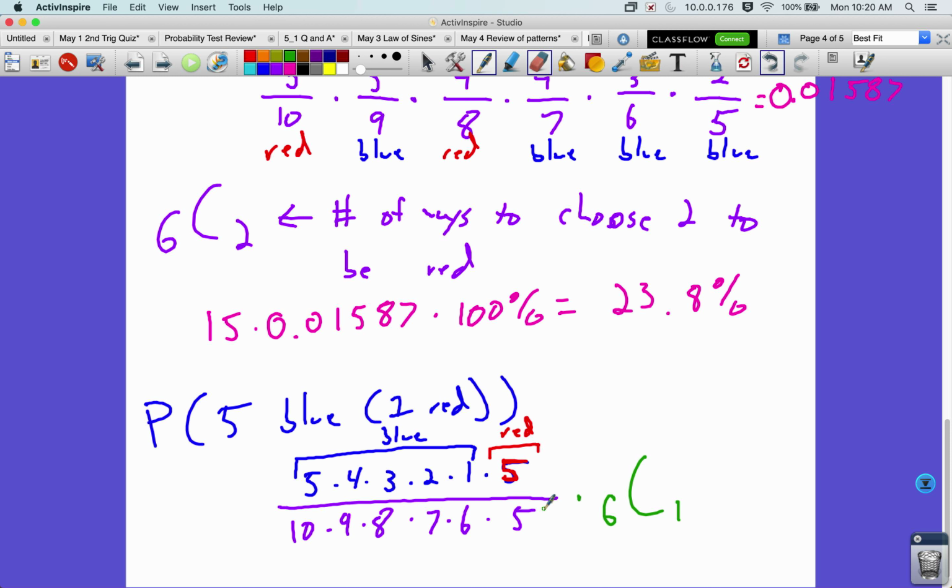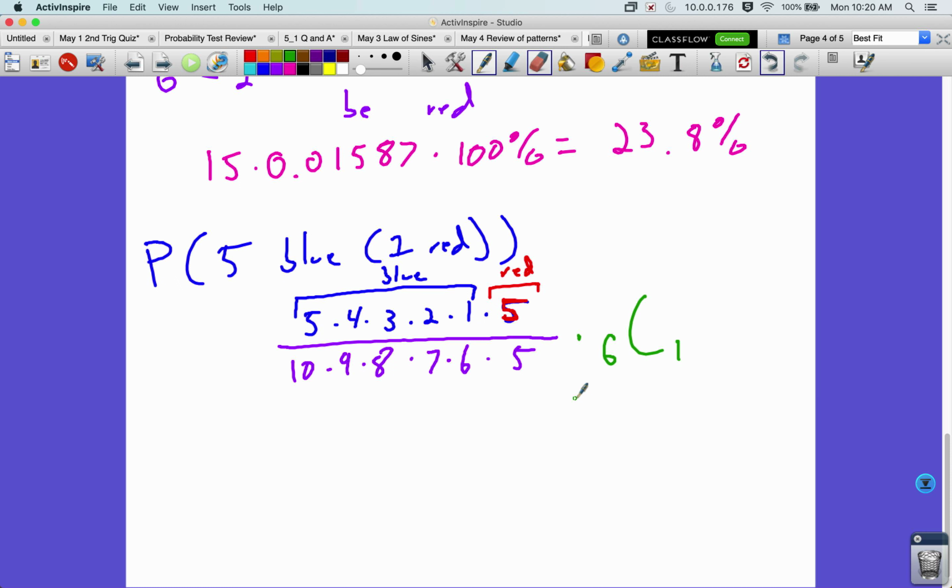So 5 times 4 times 3 times 2 times 1 times 5, divide that by, in parentheses, 10 times 9 times 8 times 7 times 6 times 5, times 100%. There's a very small chance that this exact scenario is going to happen. Did I multiply by 6 yet? I did not. I need to multiply by 6. It's only a 2.38% chance that we shoot off all the blues.